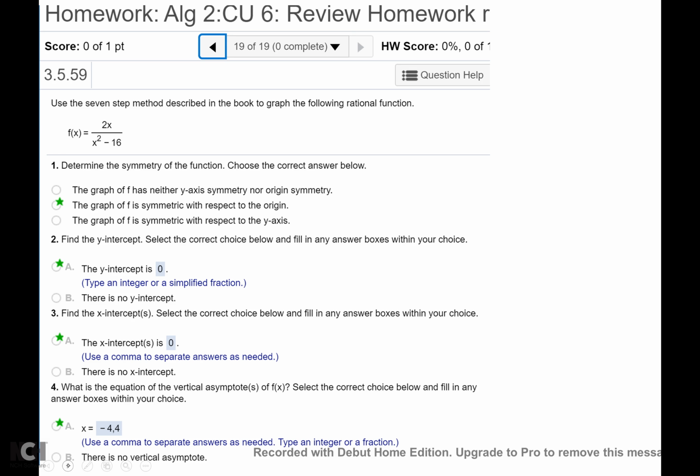Okay, so to find the symmetry, and I know in the lesson I kind of skipped that, at least on the recorded one. To find the symmetry, you find f of -x. So that would be 2 times -x over -x squared minus 16. This becomes -2x. This becomes +x squared minus 16.